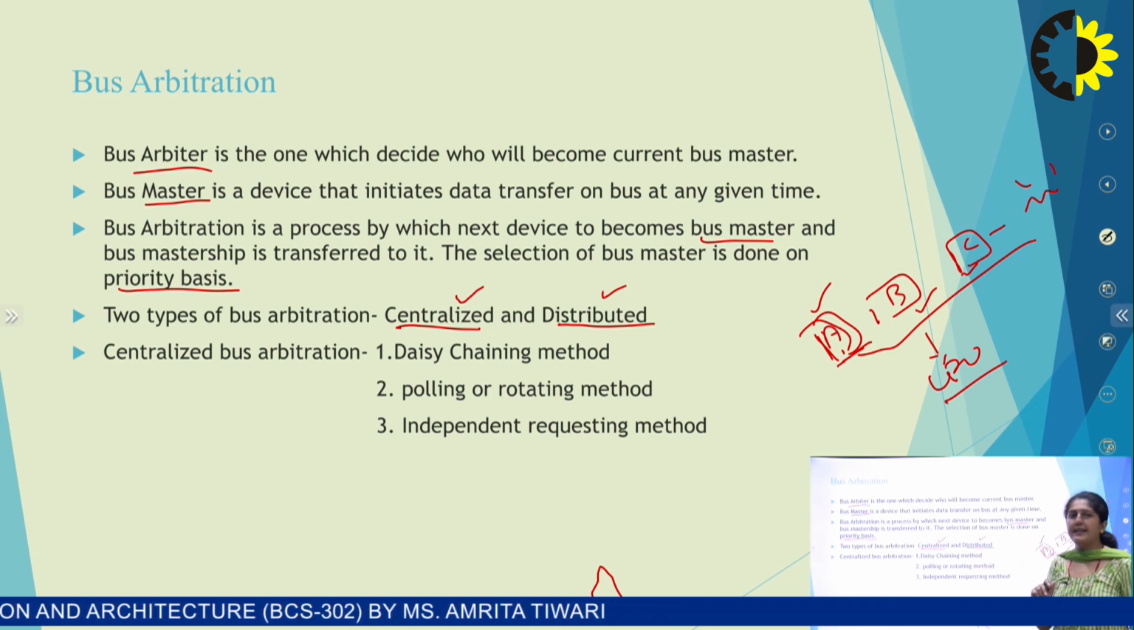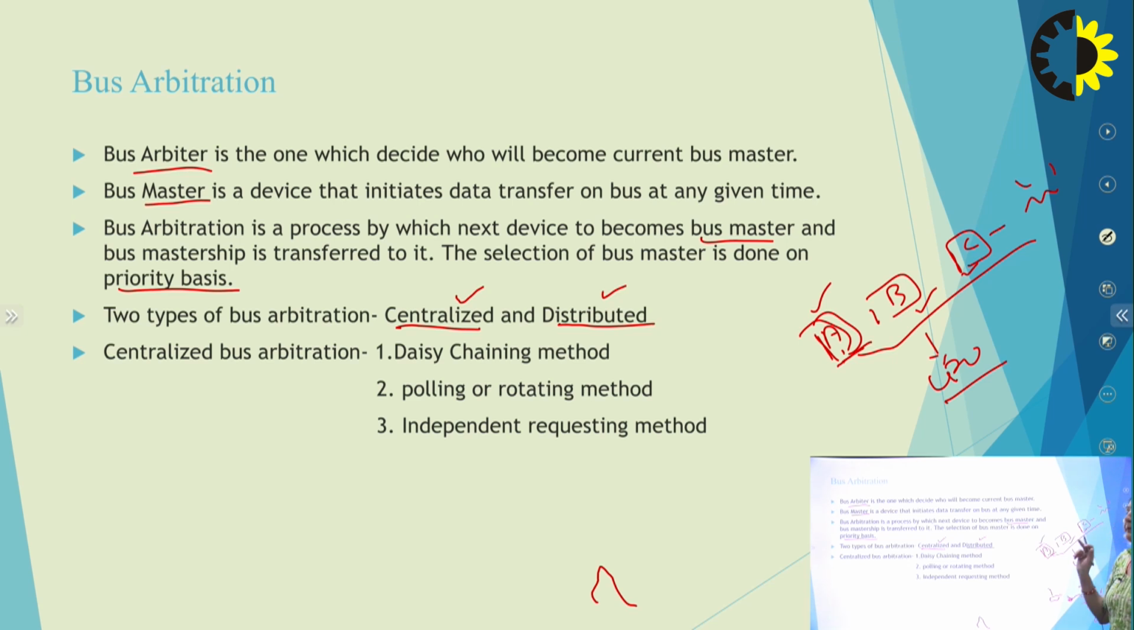Whereas in distributed, there is no upper unit, no central unit. All the devices communicate with each other and mutually decide who will become the bus master and continue its transfer. In centralized arbitration, there are three types: daisy chaining method, polling or rotating method, and independent or requesting method. We will understand each of them.